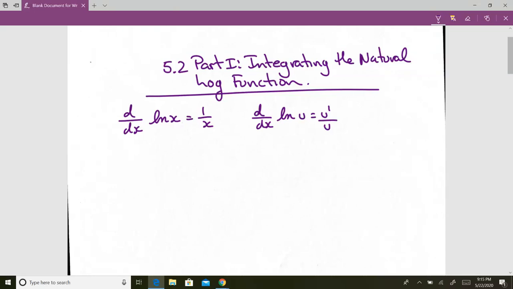Hi everybody, we're on 5.2. This is going to be a really short lesson. We are integrating the natural log function. Last lesson we were deriving it.